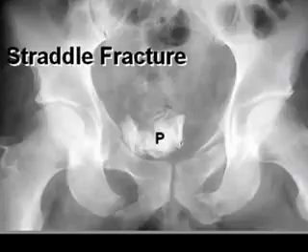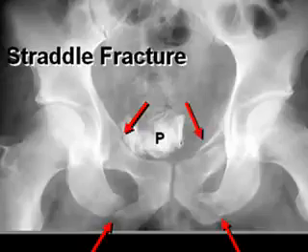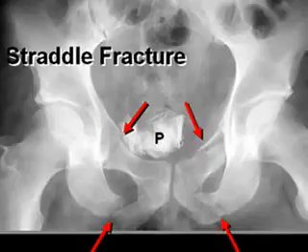The P is on packing in the pelvis. You can see there are bilateral fractures of the ischia and bilateral fractures of the pubic bones. The fracture fragments in this case are not elevated.